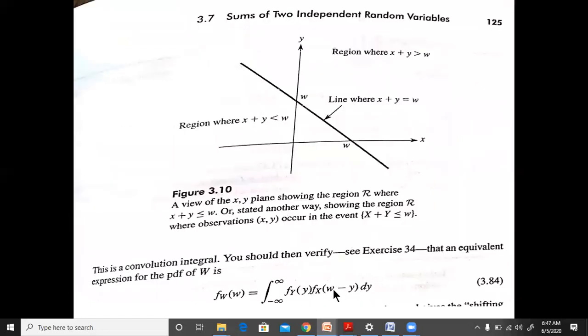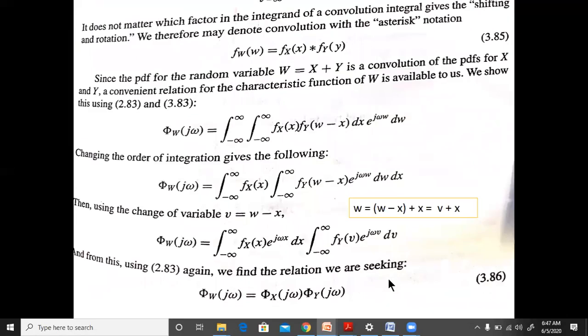Here we just do the other way around, that is f_Y(y) we take, and f_X(w minus y) is what we are considering here. Earlier this was f_X(x) and this was f_Y(w minus x). Now it is the reverse. So whether it is convolution of f_X with f_Y or f_Y with f_X, both are just the same. So it does not matter which factor in the integrand of the convolution integral gives the shifting and rotation.